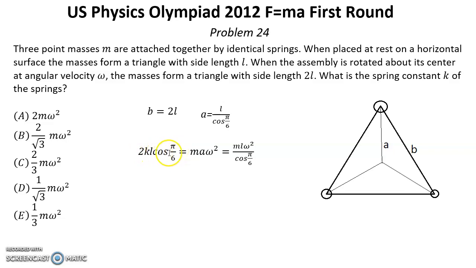And on the other hand, this force must be equal to the centripetal force, which is M A omega squared. And A we already found. So when we put this in this expression, we can cancel L, and finally we can find K. K equals M omega squared over 2 cosine squared of pi over 6, which is 2 over 3 M omega squared. That's answer C, the correct one.